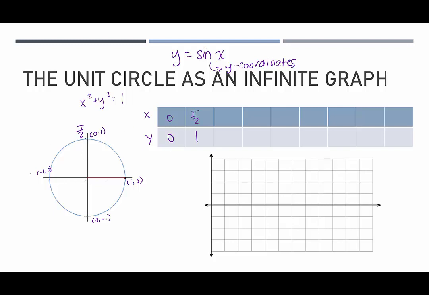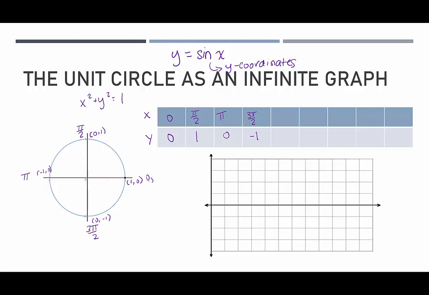Okay, we're going to go to the next important point, which is going to be over here at pi. At pi, we're plugging in pi for x, so we have sine of pi, and sine of pi is that y coordinate, 0. Going down to 3 pi over 2, I plug in 3 pi over 2, so that's my x value, and I get this y, which is negative 1.